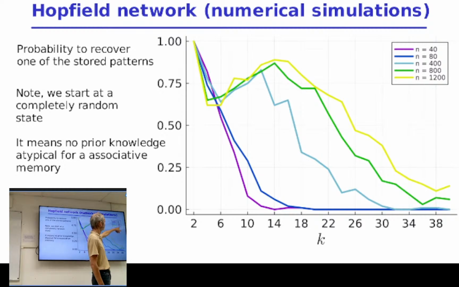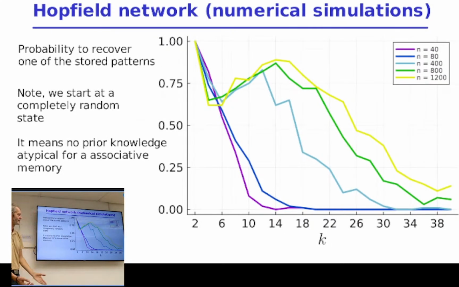If you have 1,200 neurons and you want to store, like, 10, 15%, so it's 150 patterns maybe, the curves are really stringent. But for our example, we just look at the blue curve, which is n equal 80, and for 22 patterns, there is zero possibility to recover one of them.